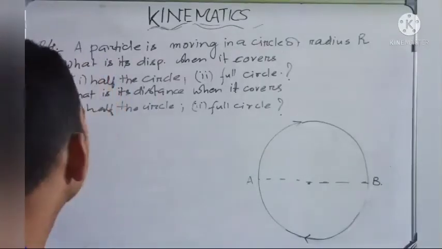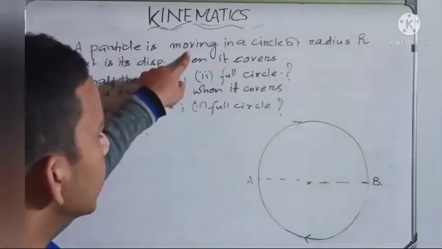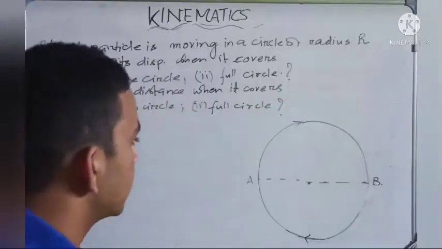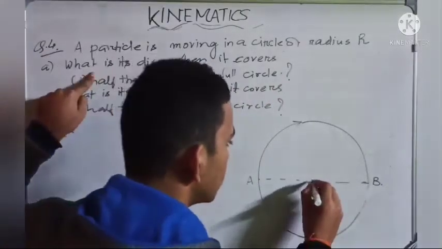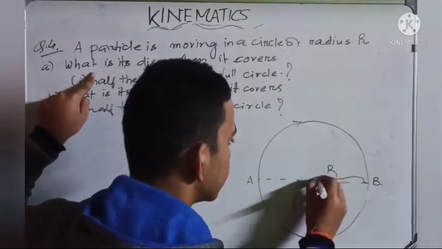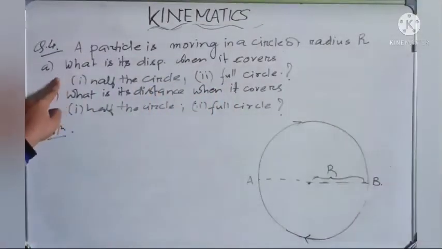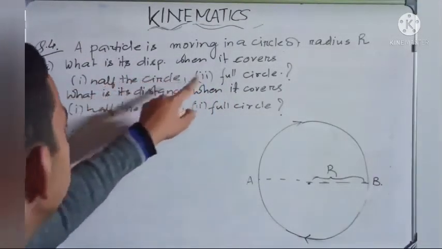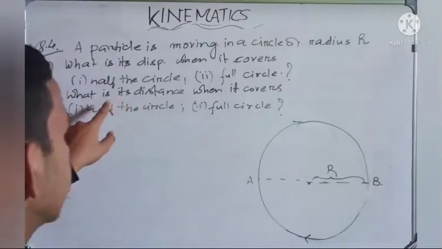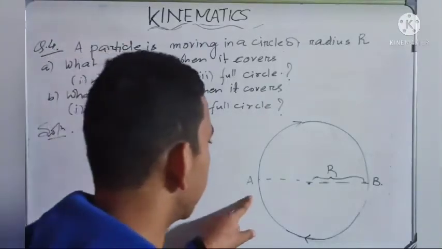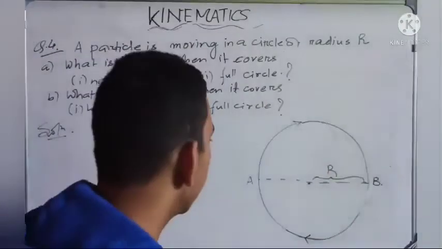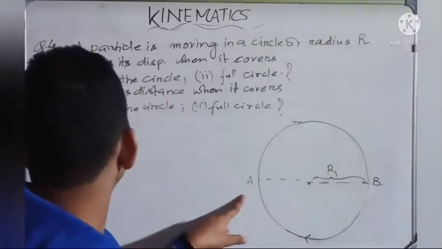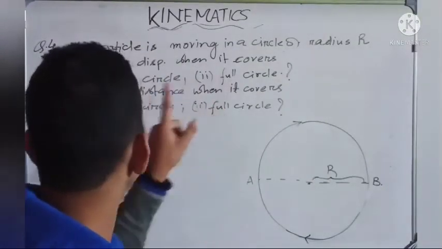Here in question number 4, we are given a particle moving in a circle of radius r. That means the particle is moving in this circle whose radius is given as r. The first question is, what is its displacement when it covers half the circle? Let the particle start from position A and it is constantly moving along this circle. Now we are required to find the displacement when it covers half the circle.